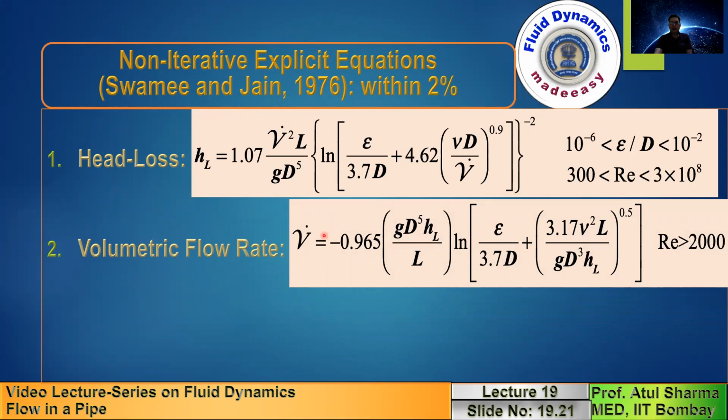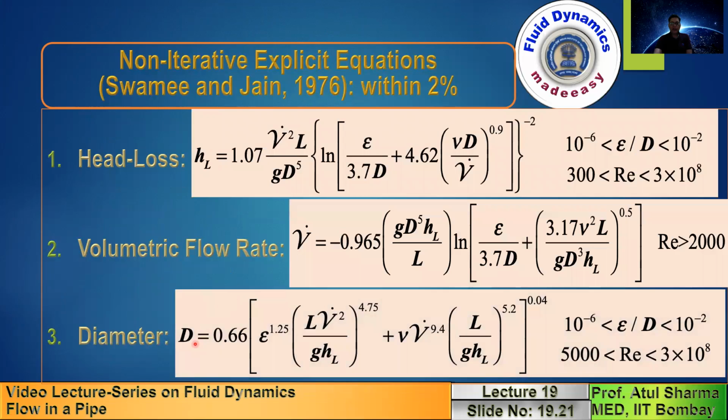So in the second class of problem, which I have shown in the previous slide, where you are given the diameter of the pipe, the length of the pipe, and the head loss, you can use this expression to obtain the volumetric flow rate. Whereas for the third problem, where you have to determine the diameter of the pipe, this is the explicit equation that you can use rather than solving iteratively.